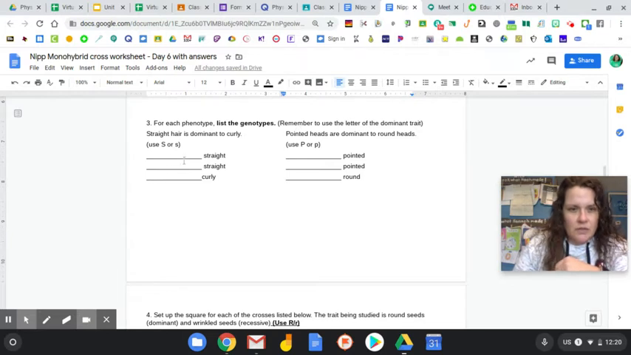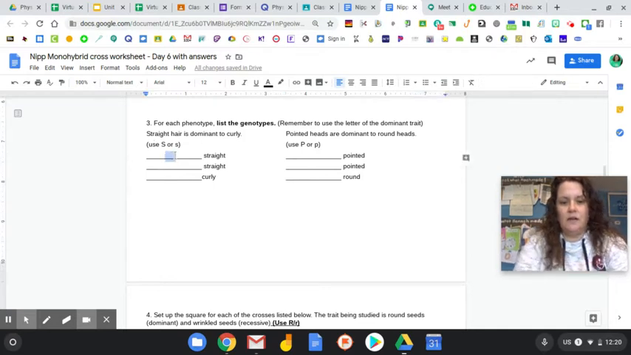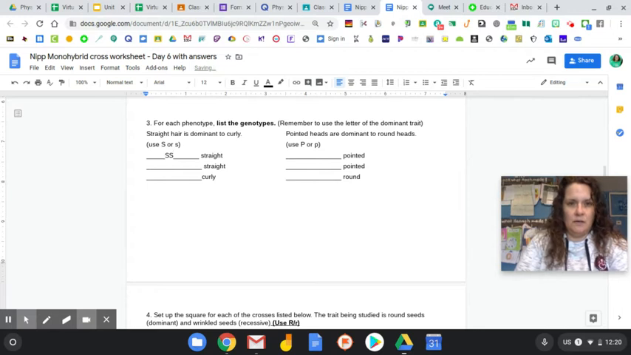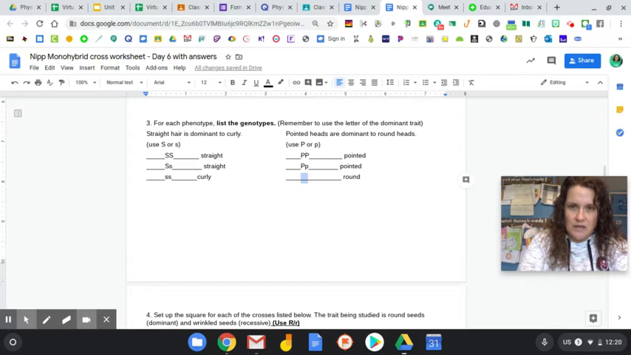Then moving on to this next one, it says for each phenotype, list the genotypes. Remember to use the letter of the dominant trait. So right here, we're going to use S's. For straight hair, straight being dominant to curly, there's two possibilities: big S, big S, and big S, little s. Curly, what would that be? Little s, little s. Yep. Pointed heads are dominant to round heads. So pointed heads, two possibilities: big P, big P, and big P, little p. And the only possibility for round would be little p, little p.